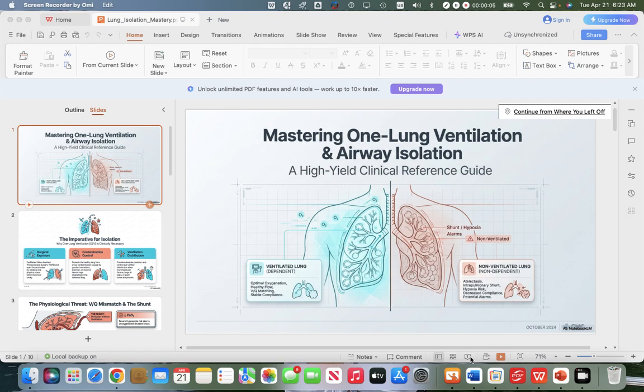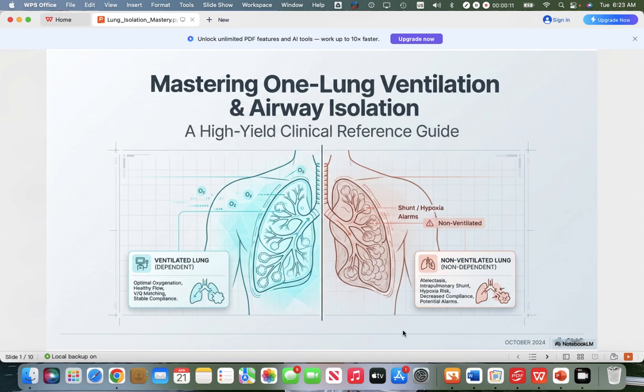محاضرة راح تكون حول mastering one lung ventilation، أي استعمال one lung for anesthesia and the other lung for the surgery. So, at the beginning we have two lungs.